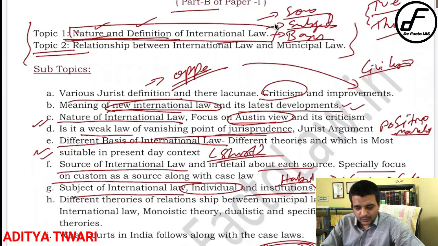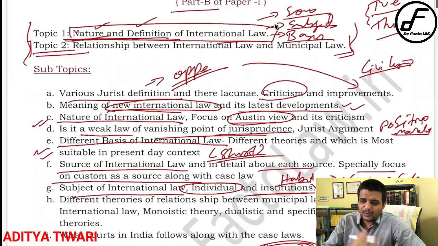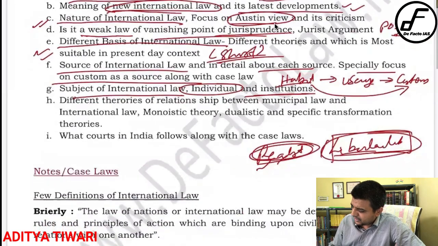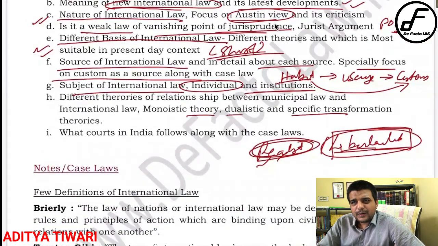Yes. Okay. Now let us go to the second topic, that is basically the relationship between international law and municipal law. Now, if you look at the relationship between these two, right, then there are 3 basic theories. One is the monistic, the dualistic, and the specific transformation theory. Okay, now you have to go into detail about each of these theories.